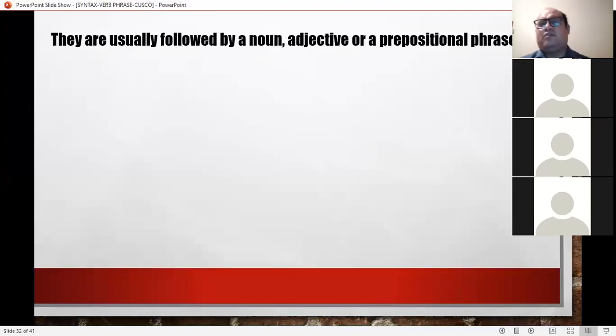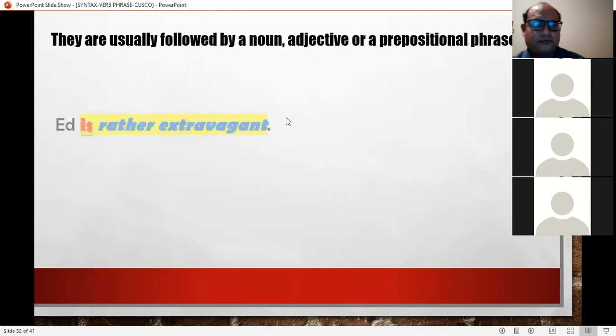They are usually followed by a noun, adjective, or a prepositional phrase. So they are followed by a noun phrase, adjective phrase, or a prepositional phrase. Notice here the three components. Transitive and ditransitive verbs are followed just by noun phrases. And notice the difference. These verbs are followed by noun phrases, adjective phrases, and prepositional phrases.